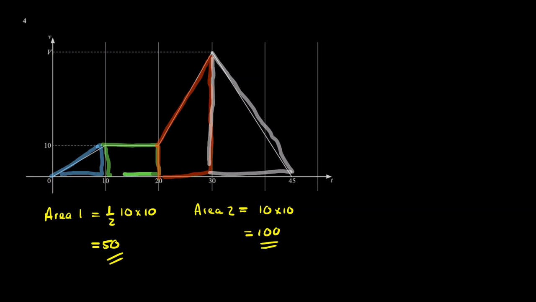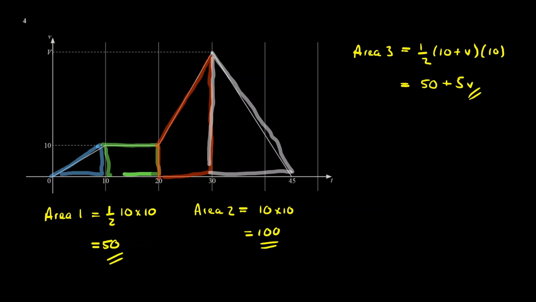Okay, area 3, a little bit more complicated, the area of a trapezium. Area of a trapezium is a half of this length plus this length times that width. So it's going to be a half of 10 plus v times the width, which is 10. Okay, and it's probably a good idea to simplify that. So a half times 10 is going to be 5. And then we're going to have 5 times 10 plus v, which would be 50 plus 5v.